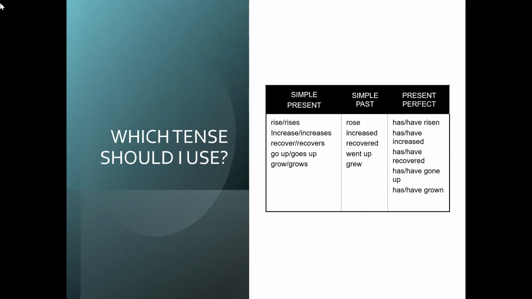Bisa dipahami dari sini ya, kalau kenaikannya itu recent atau current, saat-saat ini, baru-baru ini, so you can say simple present. Kalau simple past itu biasanya ada satu titik waktu yang disebutkan di grafiknya, itu in the past. Kalau present perfect berarti dari dulu sampai sekarang. You compare between the fact from the past and the present. Okay.